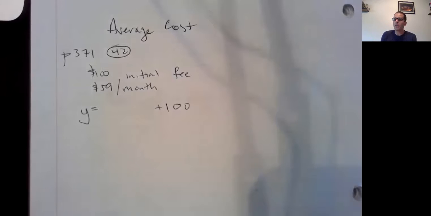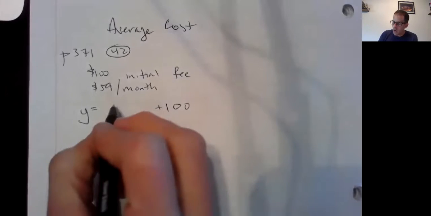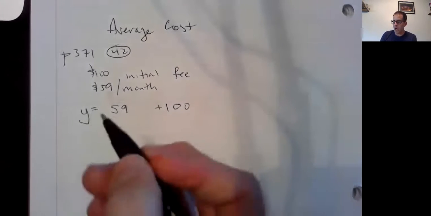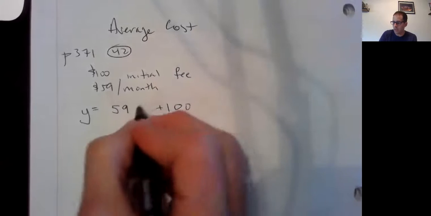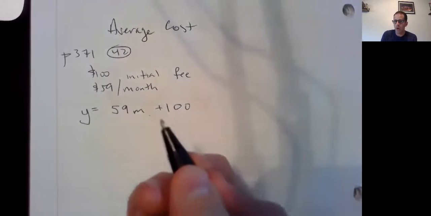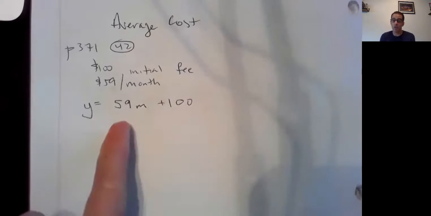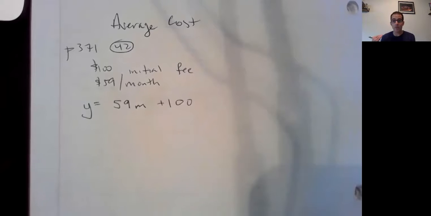But then you have recurring payments. So you have a recurring payment of $59 every month. If you sign up for just 1 month, you paid $100 and then another $59. If you signed up for 2 months and then canceled your membership, you still paid that $100, and then you just paid 59 times 2, so 118, and so on down the line.